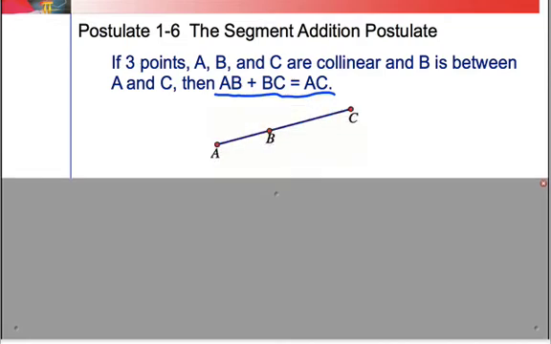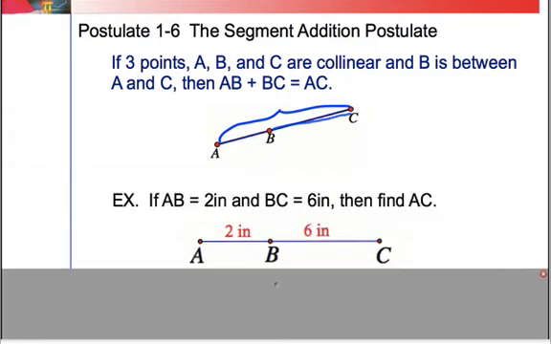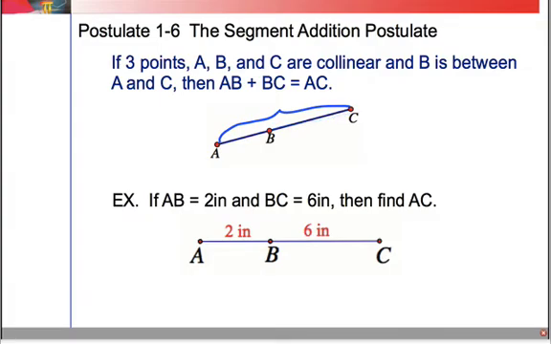Now let's look at a picture, make sense out of this. A, B, and C are collinear. B is in the middle. So of course it makes sense that if I add the length of AB plus the length of BC, we get the length of the whole segment. Of course, that makes perfect sense. Let's do a couple of examples.